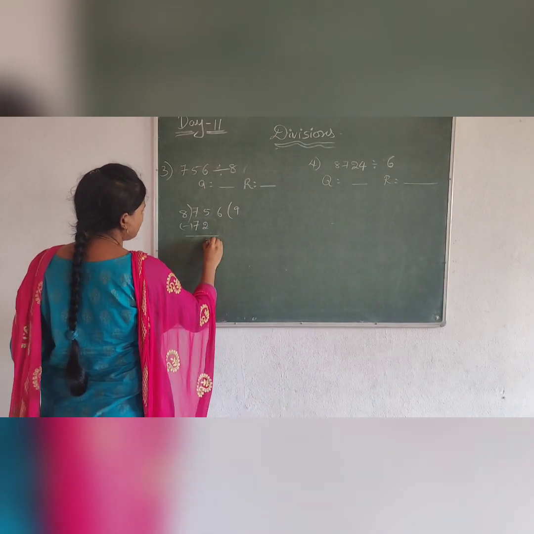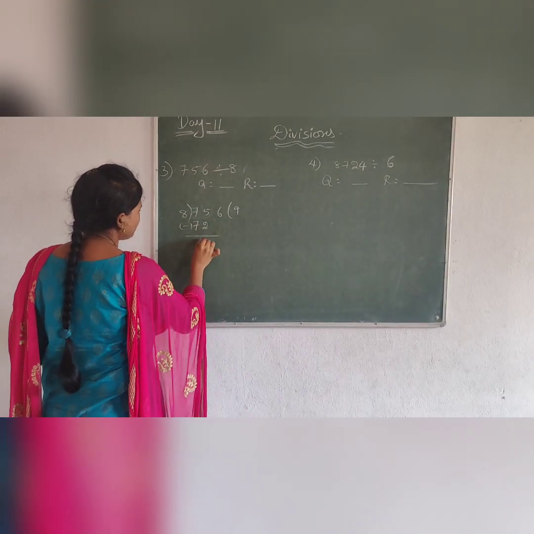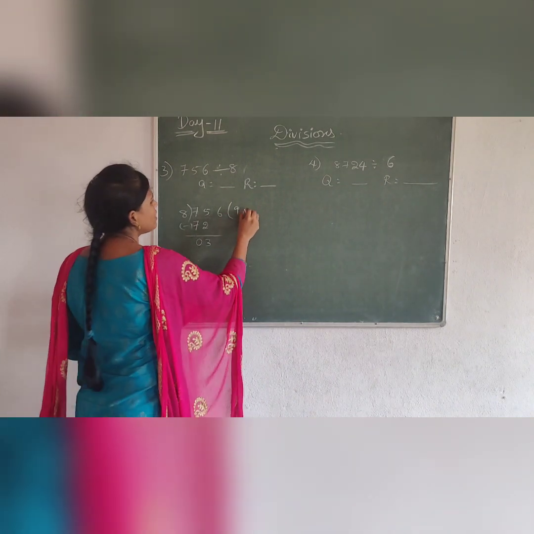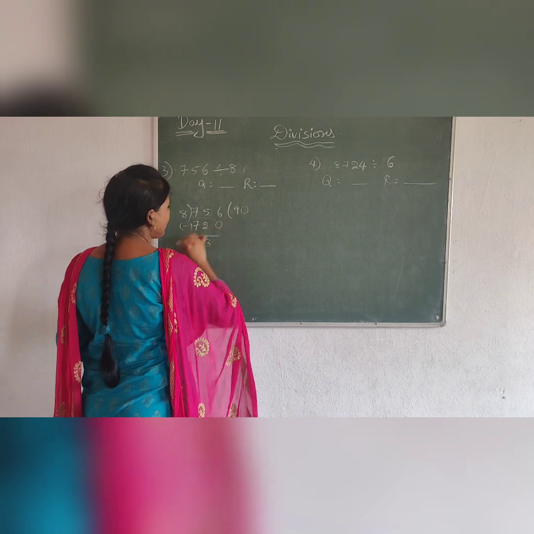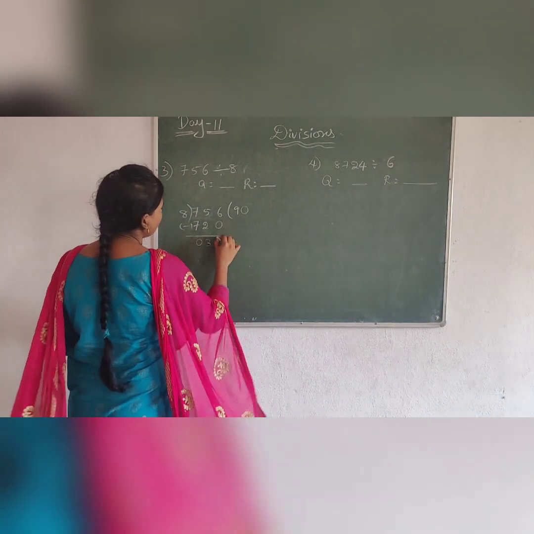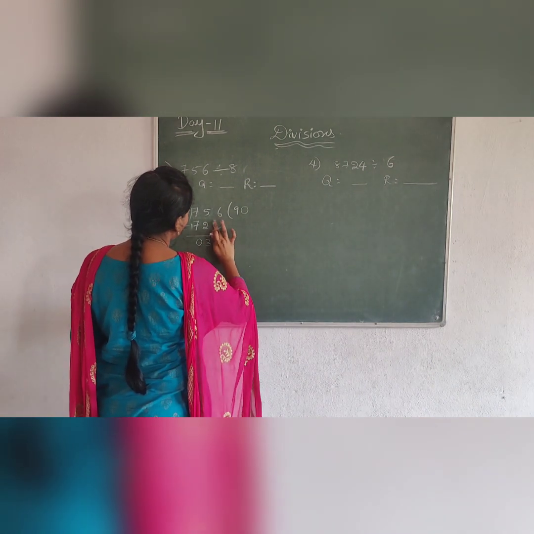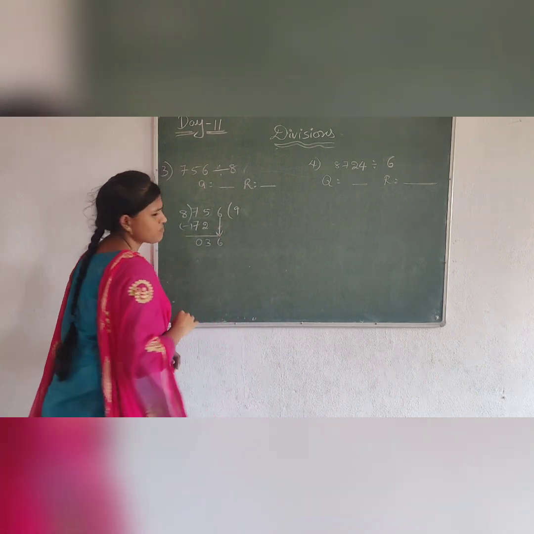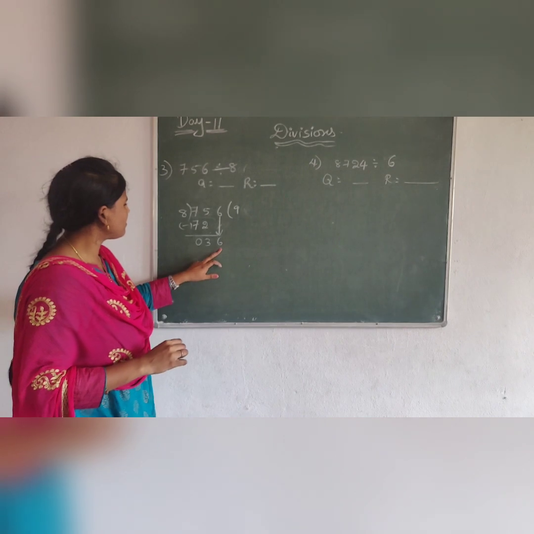5 minus 2 is 3. 7 minus 7 is 0. And we have 6 here. That's why you put 0 and take 0 here. Now, take the 6 down. Okay, take the 6 down.